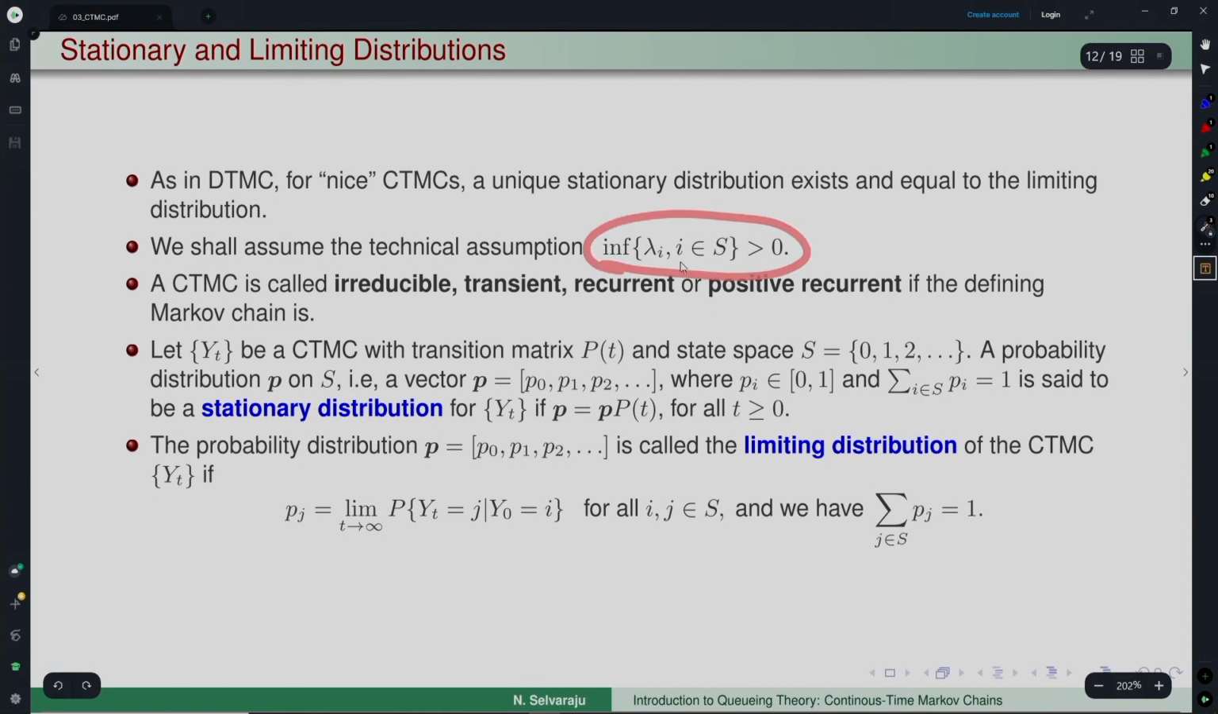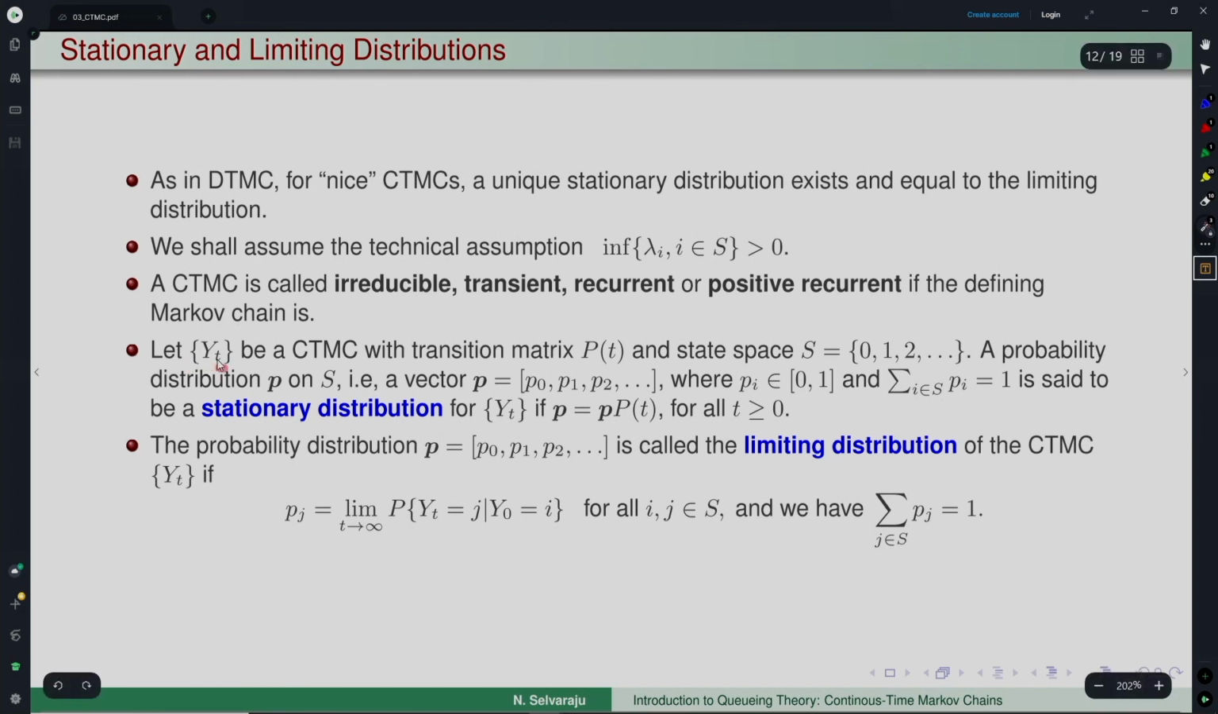Now, we want to know, assume that this is also strictly greater than 0. Now, a CTMC is irreducible, transient, recurrent, whether it is null recurrent or positive recurrent, if the defining Markov chain is. So, whatever properties the DTMC that we are using to define the CTMC has, it carries over to the CTMC as well. If the DTMC is irreducible, the CTMC would also be irreducible. If the discrete time Markov chain is positive recurrent, then the corresponding CTMC is also positive recurrent and so on, right.